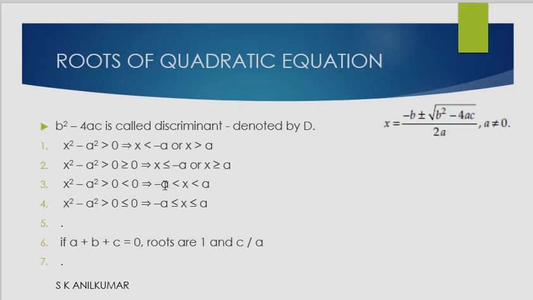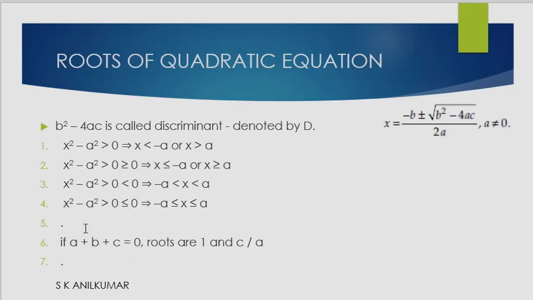or minus a is less than x is less than a, or minus a is less than or equal to x and less than or equal to a. So it can be less than or equal to, it can be less than, or it will be less than minus a. These are the possibilities for the values of x, based on which x squared minus a squared is positive or negative, or less than 0 or greater than 0.